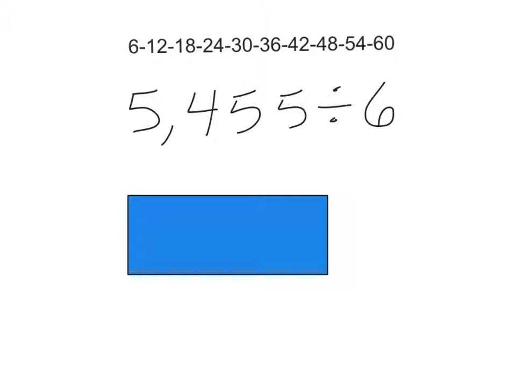And then I'm going to grab this 5,455 and plug it right in there. I'm going to grab the 6 and put it outside my area box. And now I'm looking at how many times the 6 will fit into the 5,455. 6 cannot fit into the 5, but it can fit into 54.